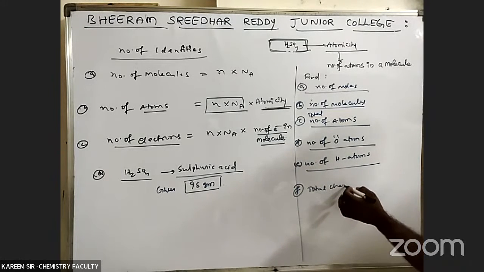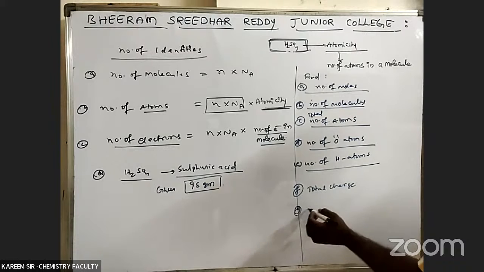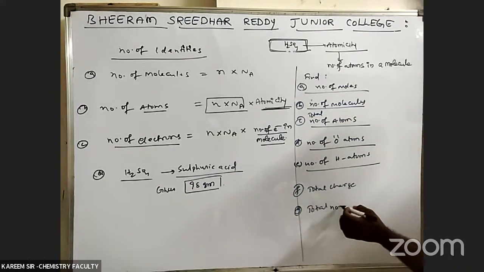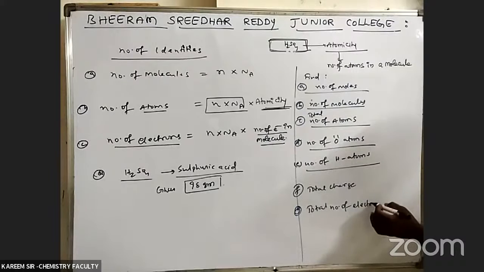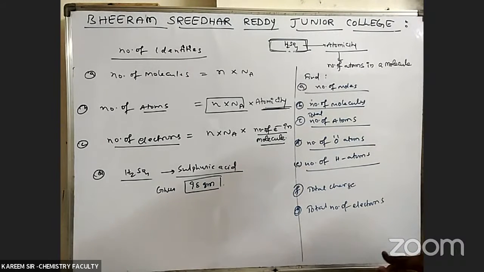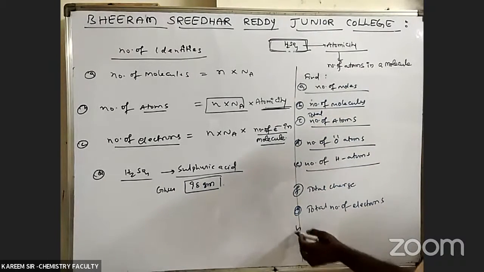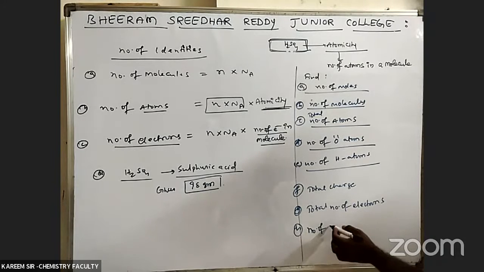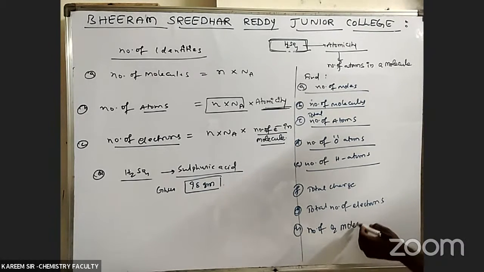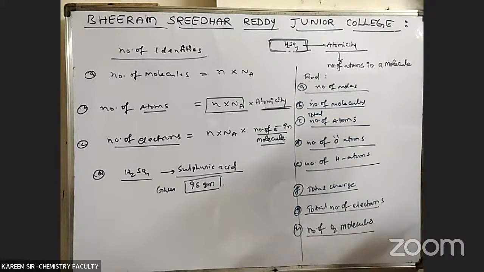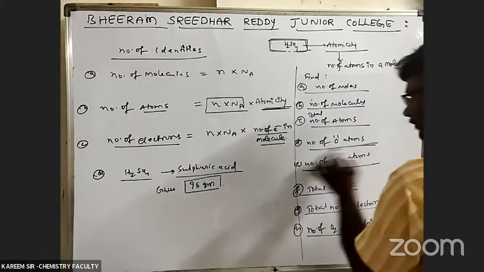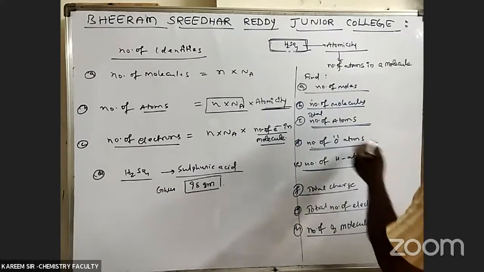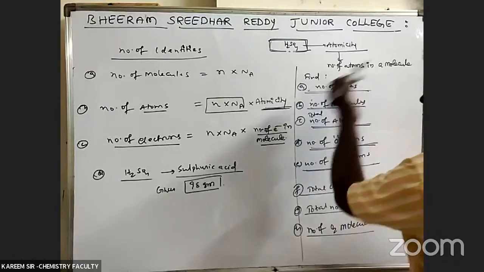total charge and total number of electrons, number of O2 molecules, total number of electrons, total charge, number of hydrogen atoms, number of oxygen atoms, total number of atoms and number of molecules and number of moles.